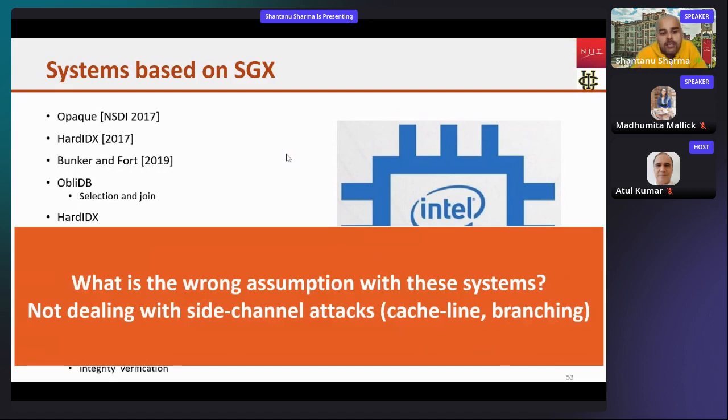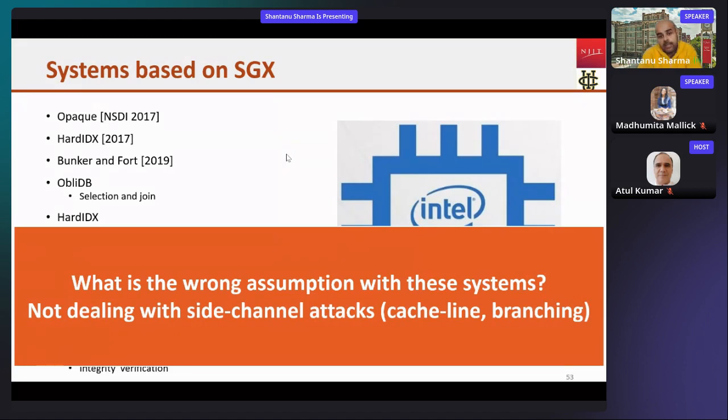However, all these systems are assuming something wrong. What is the wrong thing? They all are assuming that SGX is secure against all types of side channel attack, that an adversary cannot learn anything either from the side channel attack or the page table attack or any other attack. So this is the wrong assumption among these different types of systems.